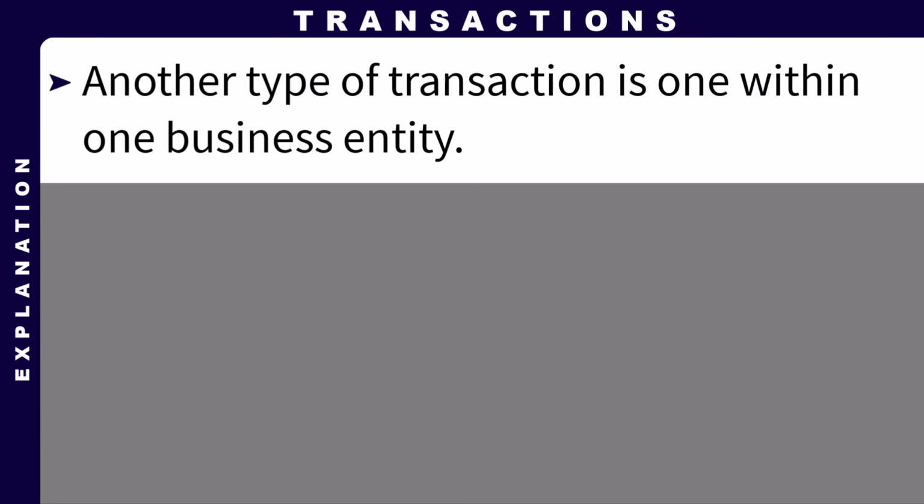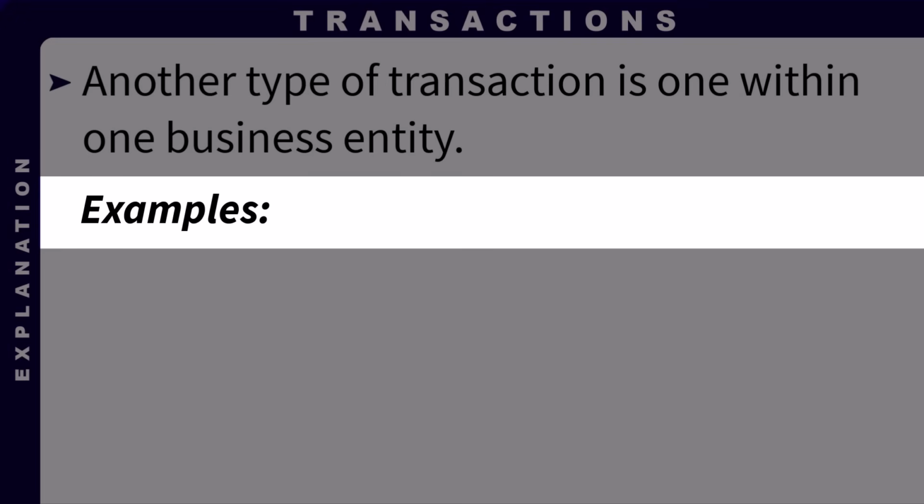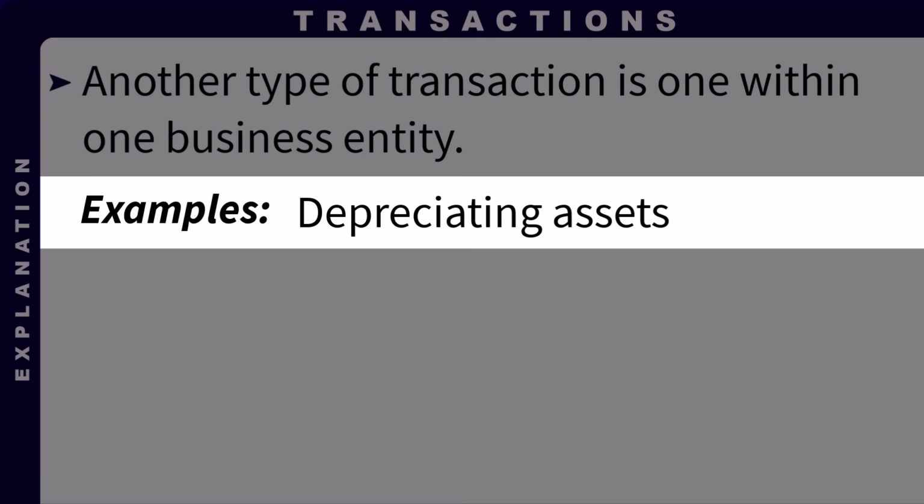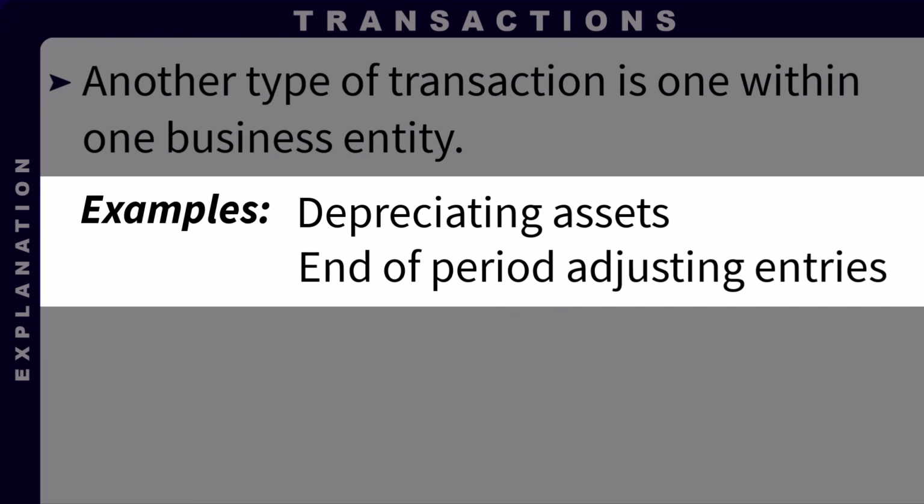The other types of transactions are the ones happening inside an entity. That means not involving another party. An example of these transactions is depreciating assets. As assets like equipment, furniture, cars, buildings, and so on age, their value decreases at least because of normal wear and tear. This decrease in value of depreciable assets is treated as a transaction because it changes the balance or the value of the asset and so is recorded as expense in the accounting books. Another example of internal transactions is end of period adjusting entries.